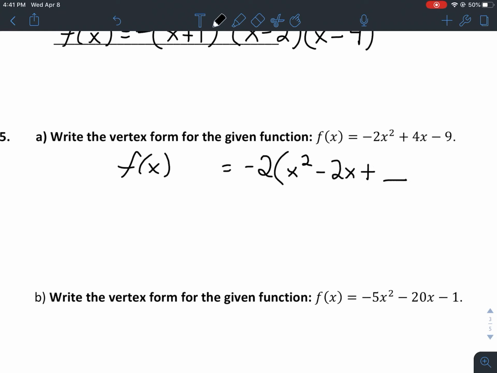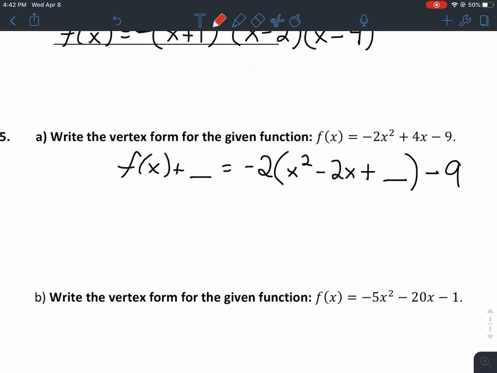We're going to add a blank spot here and to the other side. And then the minus 9 stays on the outside. Now, in order to get the number that goes in this blank spot right here, the first thing we need to do is complete the square. You might remember how to complete the square to solve a quadratic. It's just a little bit different.